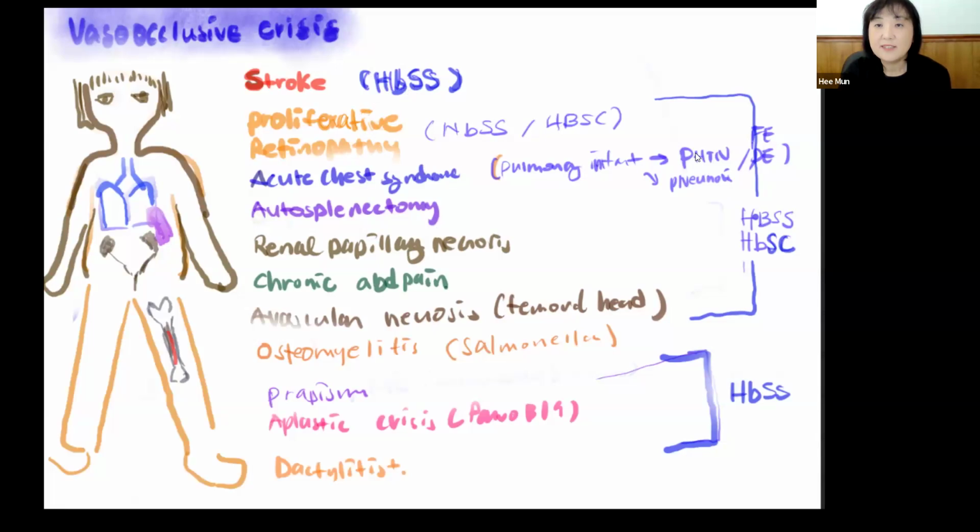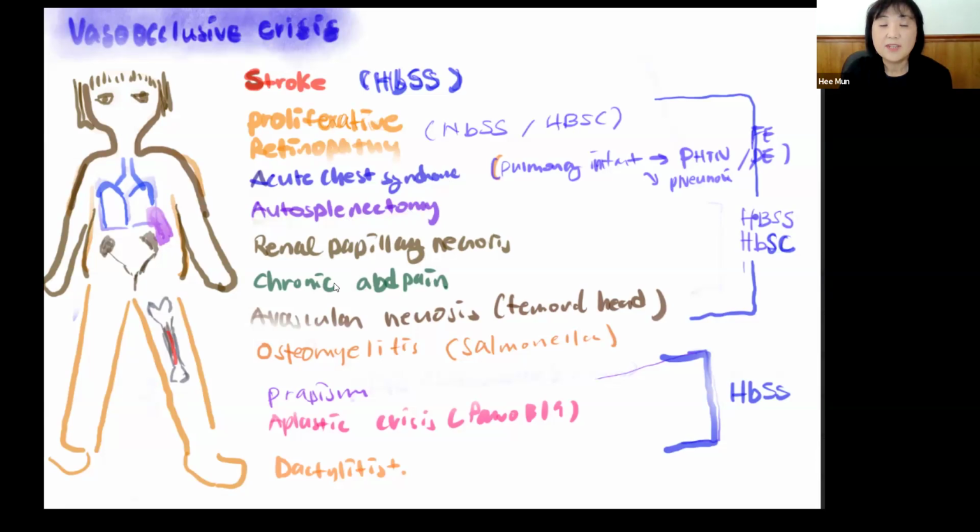And sickle cell disease has hypercoagulability because endothelial function is not really stable, and there is a lot of inflammation too, so it can cause hypercoagulability, so pulmonary embolism. And fat embolism is also a main cause of acute chest syndrome. And when the spleen is infarcted or splenomegaly, you can have autosplenectomy. And the renal medulla is very vulnerable, so you can have renal papillary necrosis.